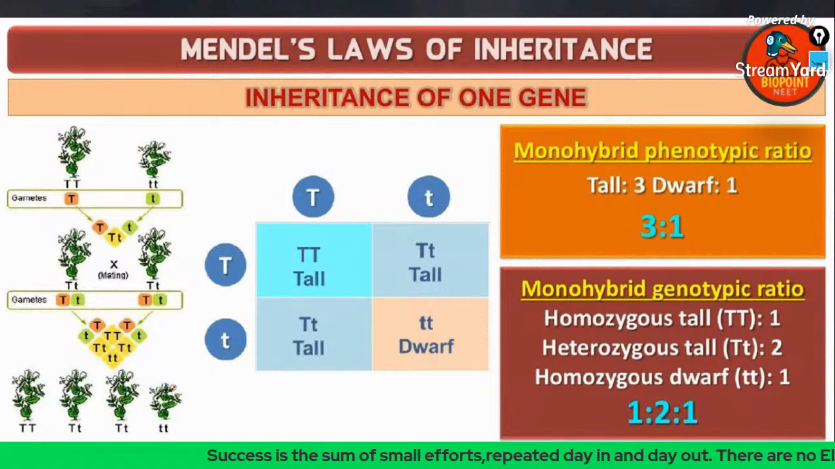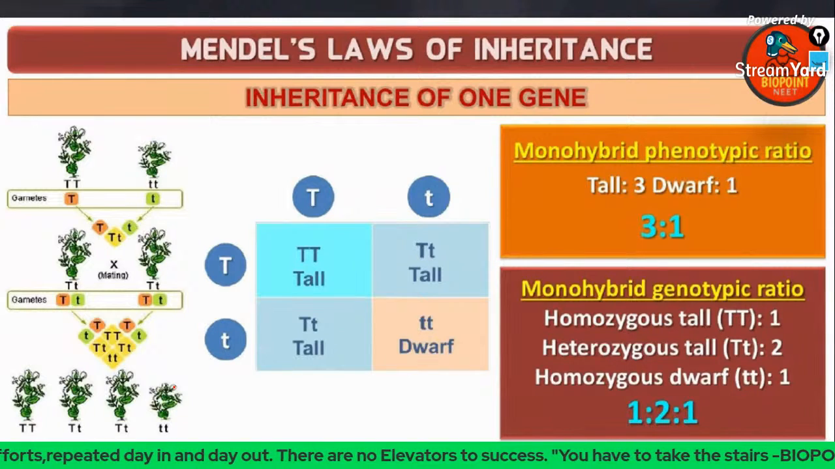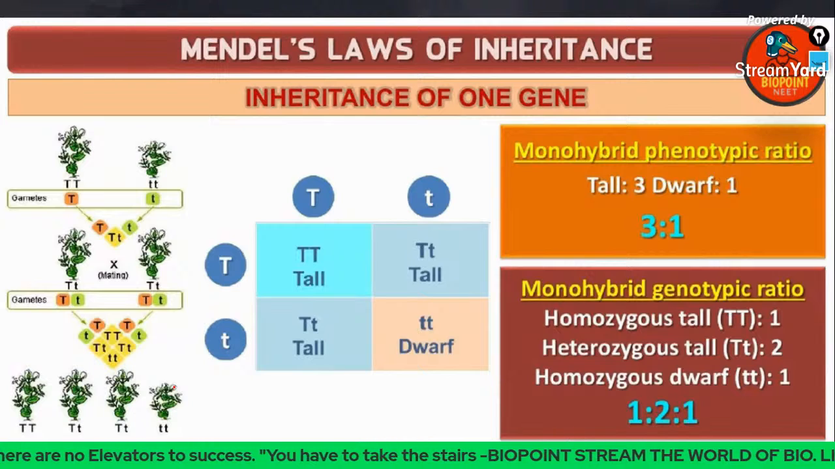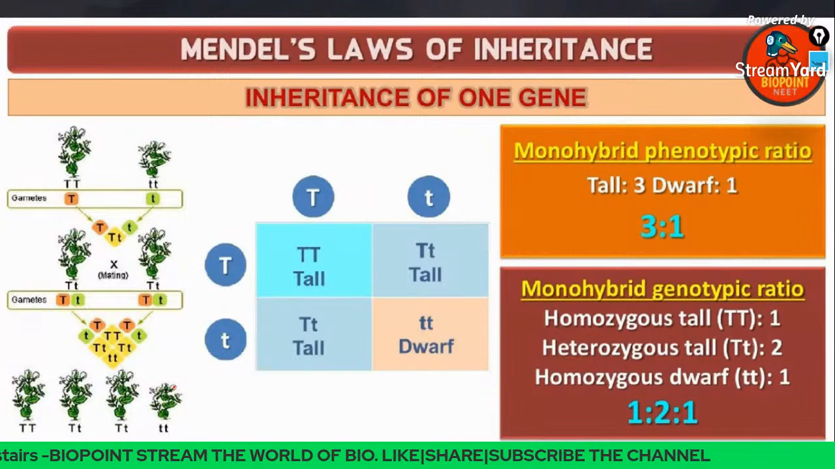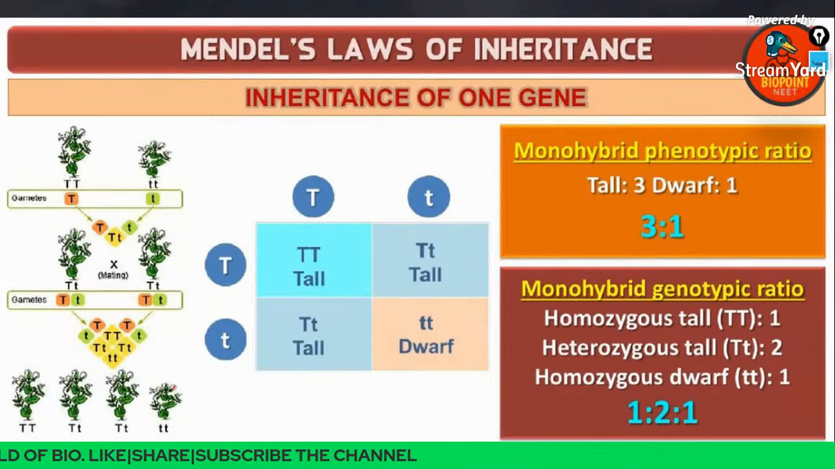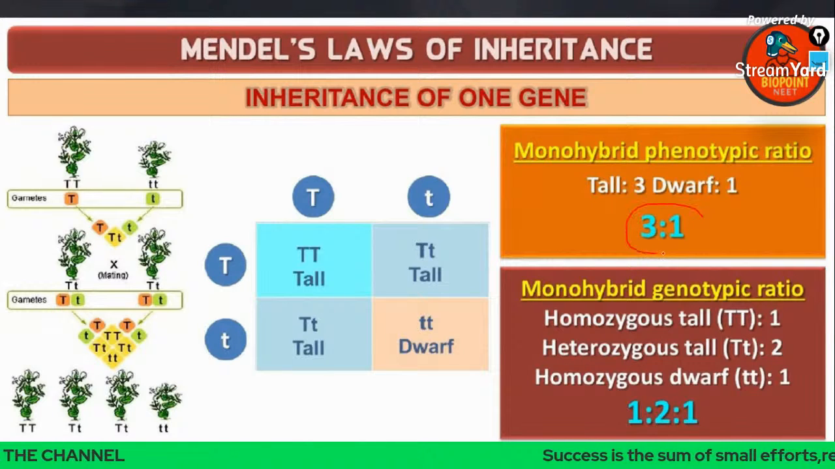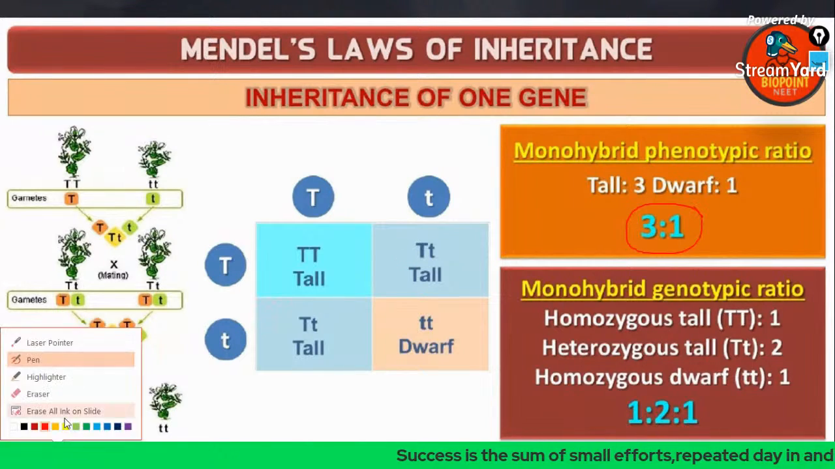Phenotype is what we observe, that is tall, dwarf, round, wrinkled, white flower, violet flower. All these are what we see with our eyes. So they are the phenotypic ratio, the observable character. Whereas the genotypic ratio is the genetic constitution, capital T, small t, capital W, small w, all those things. So you have to learn this particular point by heart.